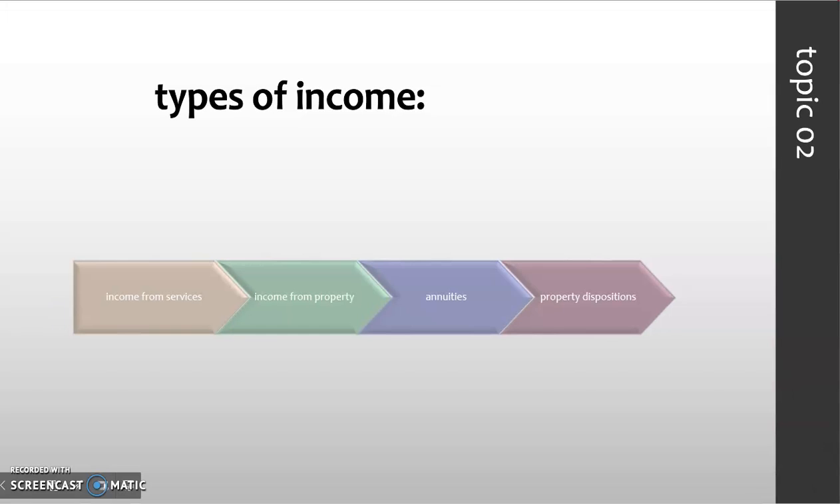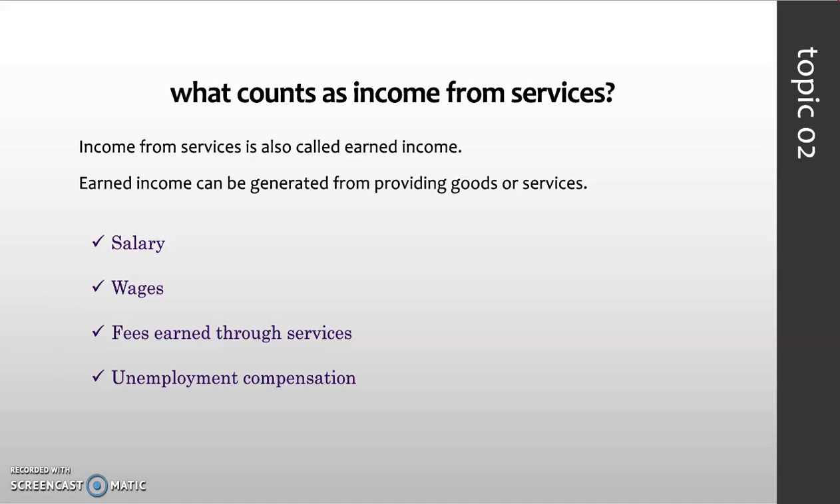For topic 2, we're discussing different types of income. This includes income from services, income from property, annuities, and property dispositions. So what counts as income from services? Income from services is also called earned income and can be generated from providing goods or services. A few examples include salary, wages, fees earned through services, and unemployment compensation.